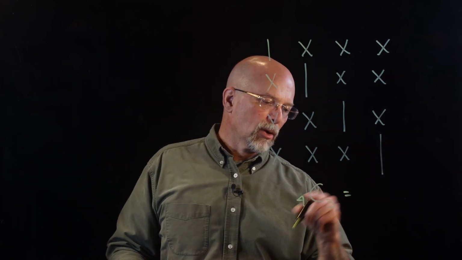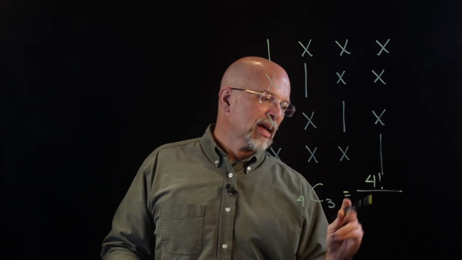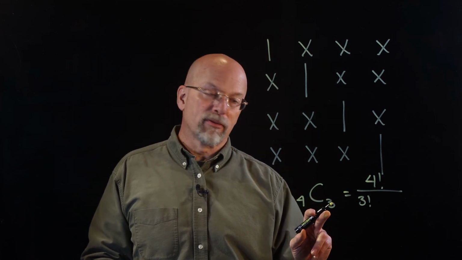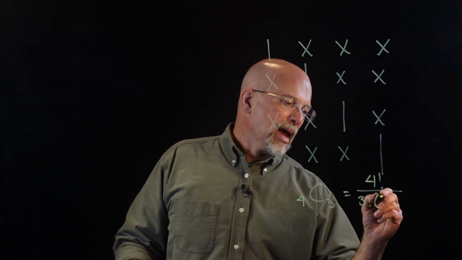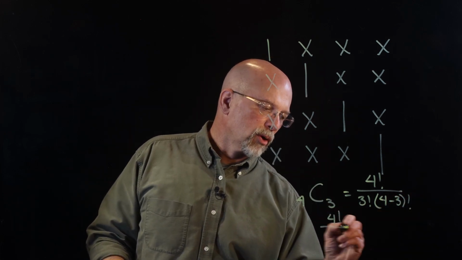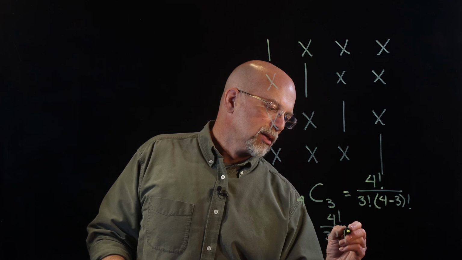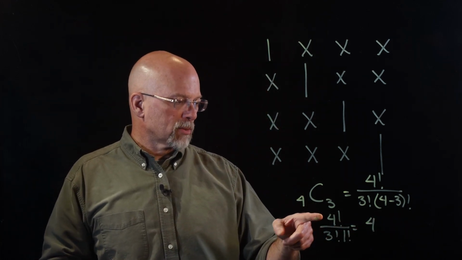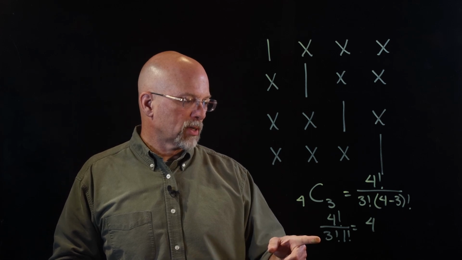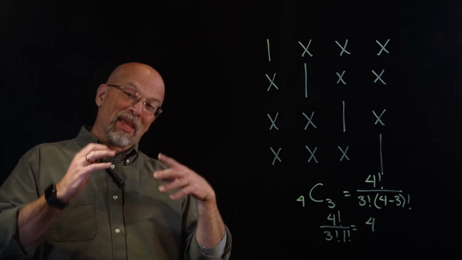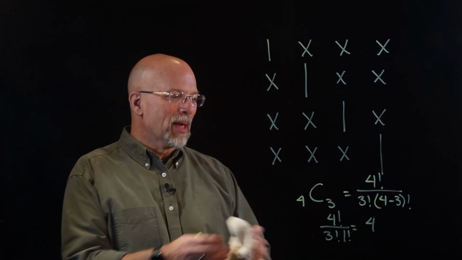So this ends up being what? 4 factorial, right? Divided by 3 factorial, which is r, and then (4 minus 3) factorial. So this becomes 4 factorial divided by 3 factorial times 1 factorial, which is equal to 4. So this is 4 times 3 times 2 times 1 divided by 3 times 2 times 1 times 1. That's just equal to 4. That is our answer. Now, let's talk about this in a little bit more mathematical way.